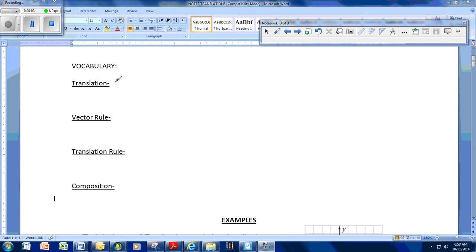In this lesson, we're going to talk about translations. A translation is when you take a shape and basically you slide it. Each translation will have two movements, right? We have a left or right, then an up or down movement.